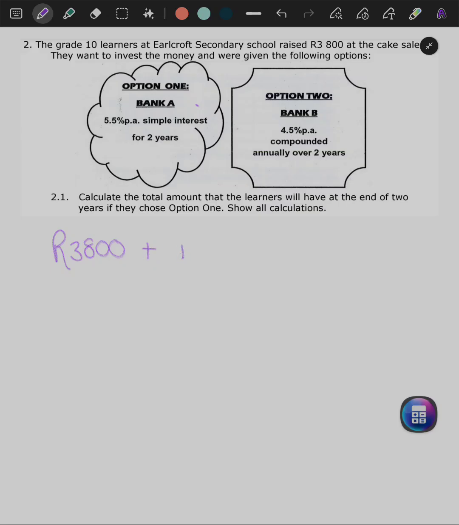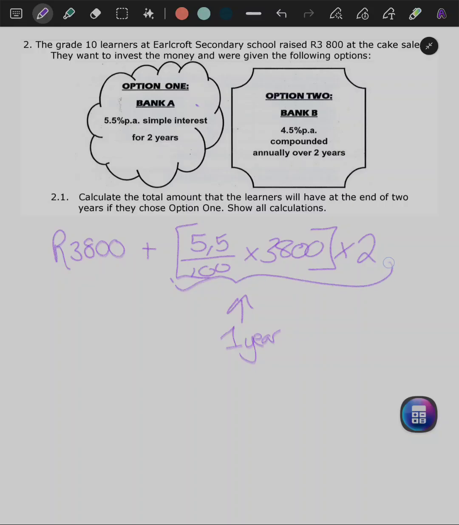The interest, they tell us, is 5.5% per year. So 5.5 over 100 of how much is in the account, which is 3,800 Rand. This is our interest for 1 year. But we need to do it for 2 years, so we're going to times it by 2. So this is interest, plus we need to include our original balance. And then we can do that on a calculator.